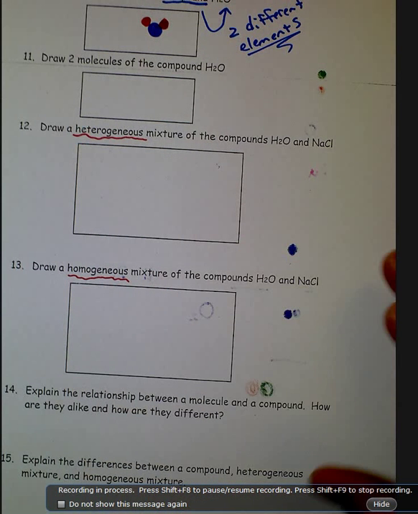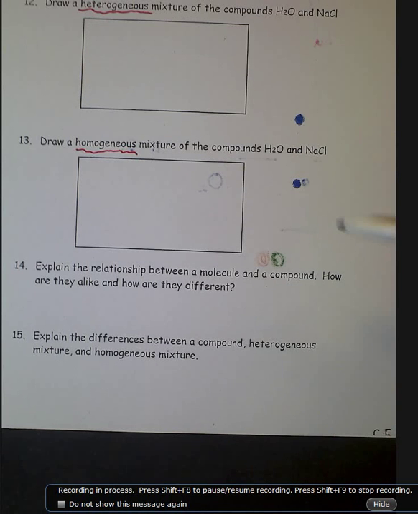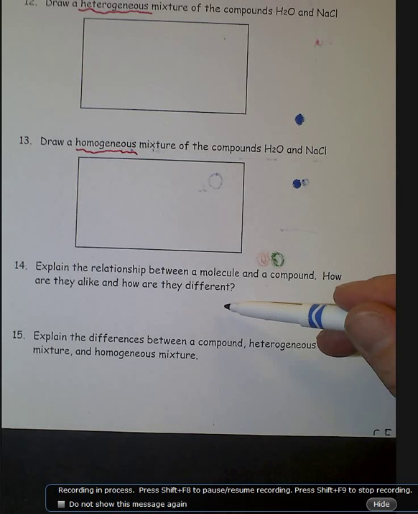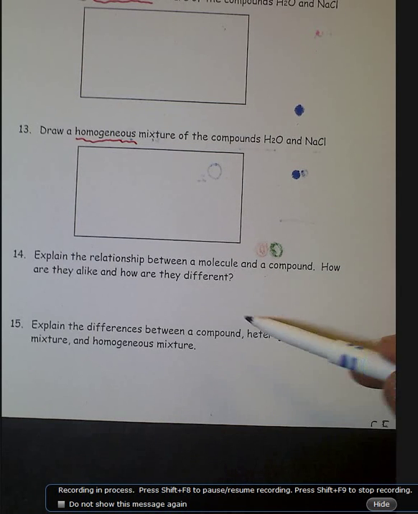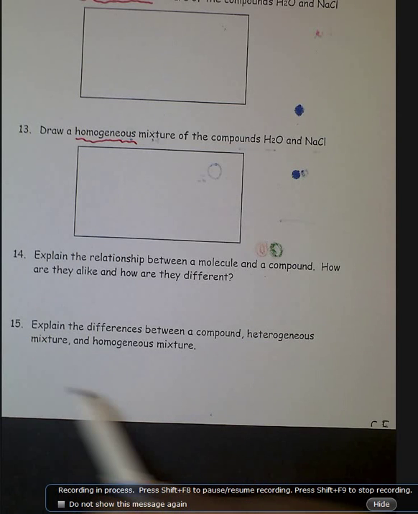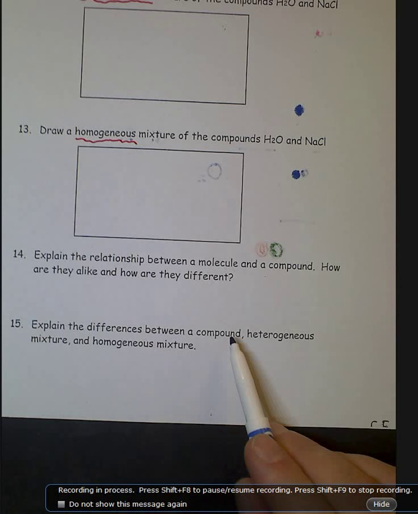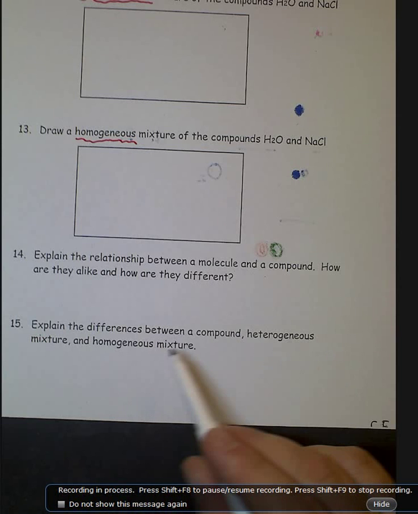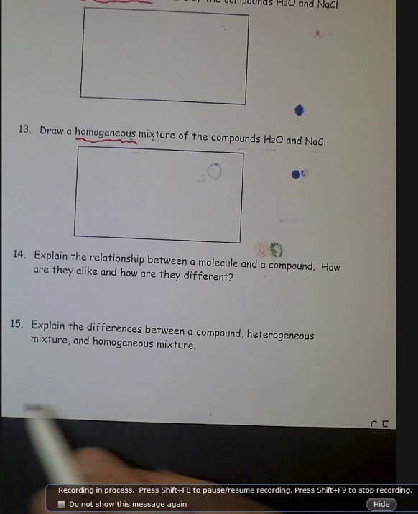Okay. Explain the relationship between a molecule and a compound. How are they alike and how are they different? You have to have 2 full sentences here. Explain the difference between a compound, a heterogeneous mixture, and a homogeneous mixture. Same thing. I need 2 sentences here. Explain what a compound is, and then explain the difference between heterogeneous and homogeneous. 2 sentences for number 15 as well.